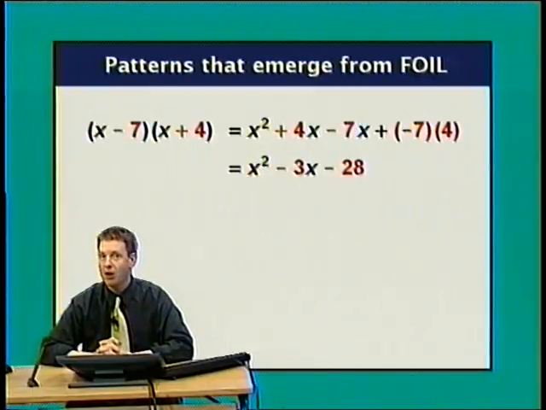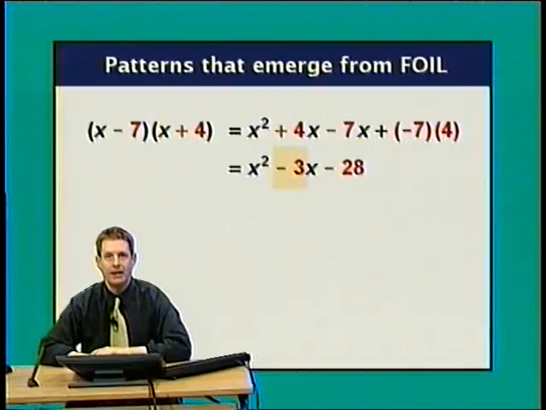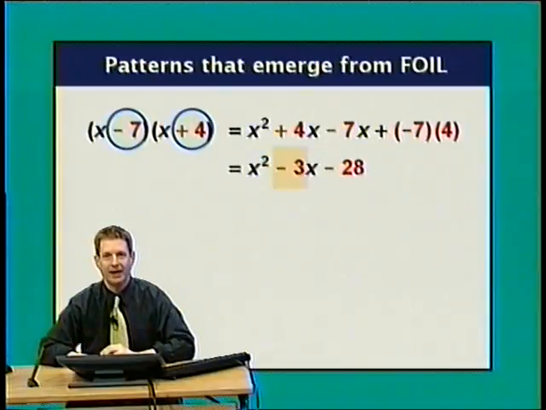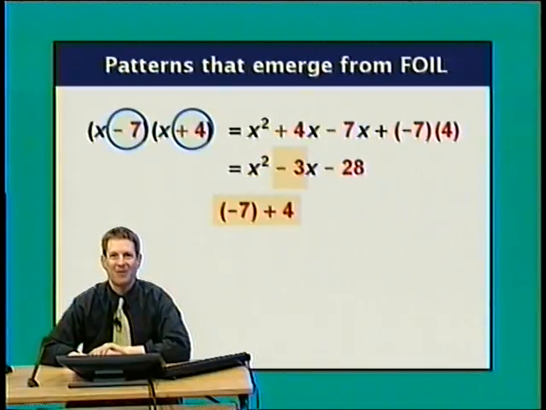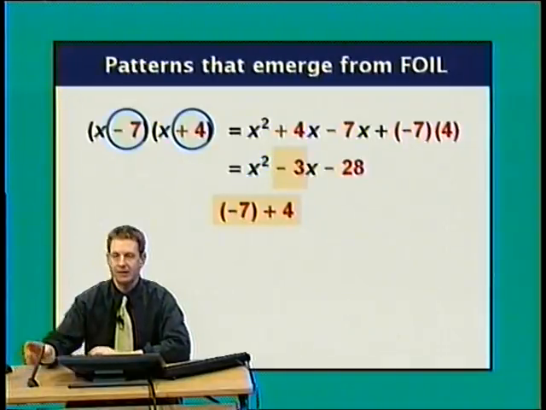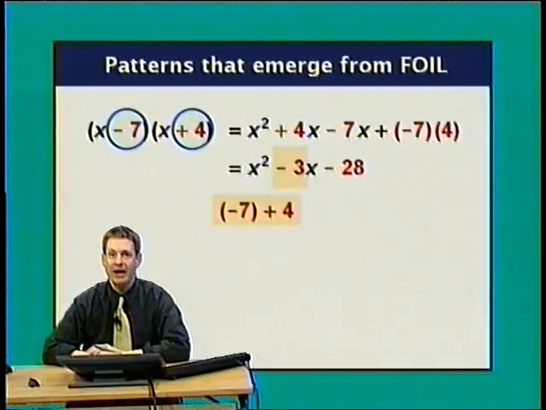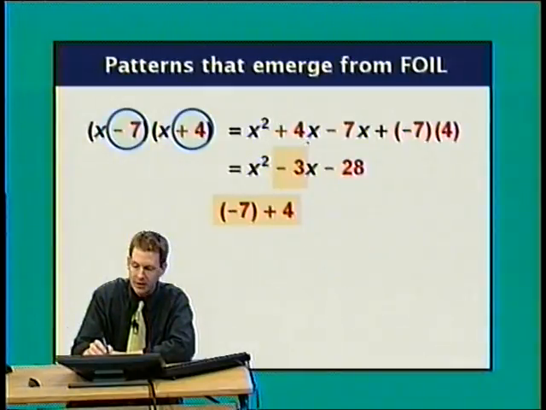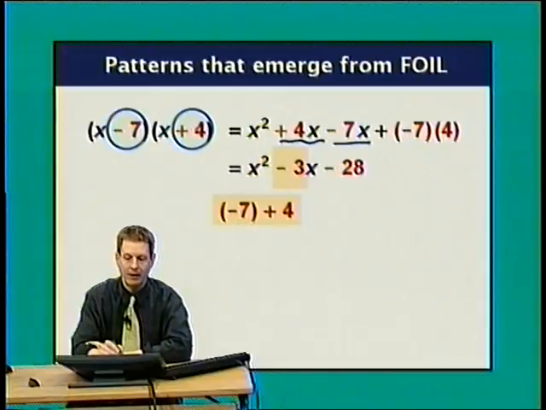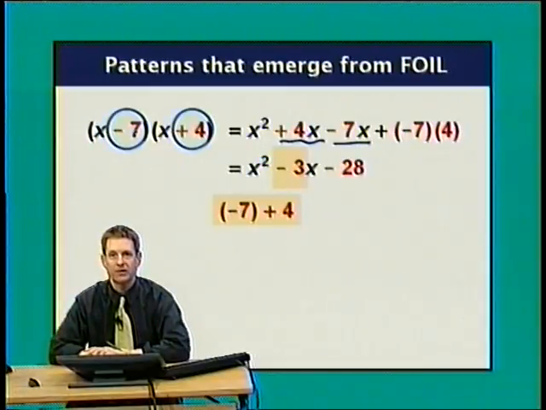Let's think about where these coefficients on x and the constant come from. Negative 3. Where did that number come from? Well, look at the two binomials that we FOILed. The constant terms are negative 7 and plus 4. And guess what? Negative 7 plus 4 is negative 3. Why did those two numbers add to the coefficient on x? Because when I found my outer and inner products, the coefficients on the outer product and inner product were precisely the constant terms in the two binomials.